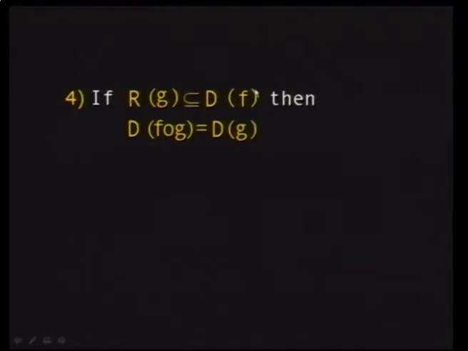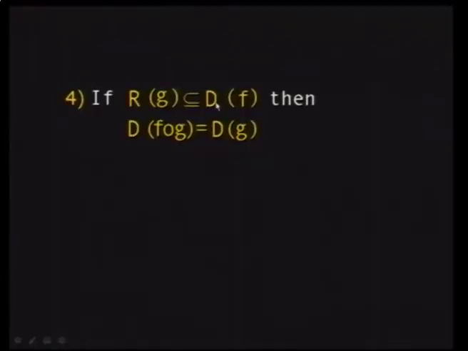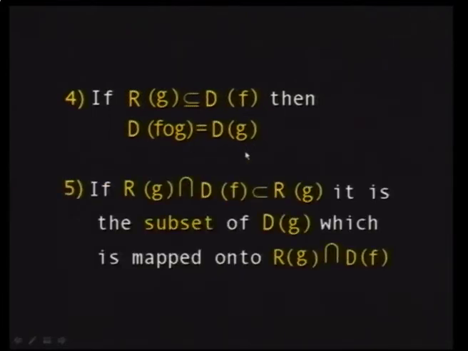lies completely in the domain of f, or is a partial subset of the domain of f, then it's finished. The domain of the composition is equal to the domain of g, because of course you've taken all the cars, and all of them meet the specification. So since the range of g lies in the domain of f, the domain of the composition is equal to the domain of g. Whereas if they intersect in a subset of the range of g, what you do is what?